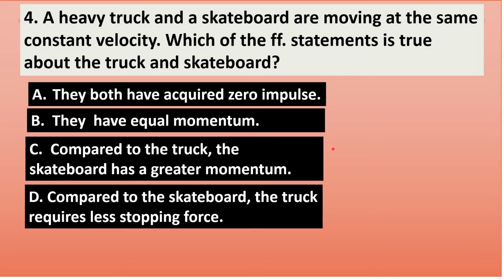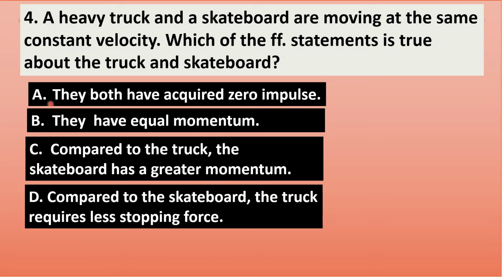In question number 4, a heavy truck and skateboard are moving at the same constant velocity. Which of the following statements is true about the truck and the skateboard? All right. So the key word in this question is that both the truck and the skateboard are moving at the same constant velocity. So take note, the same constant velocity. And we're looking for the statement that is considered correct or true.